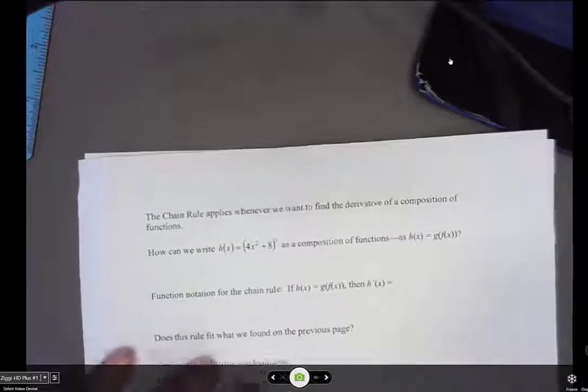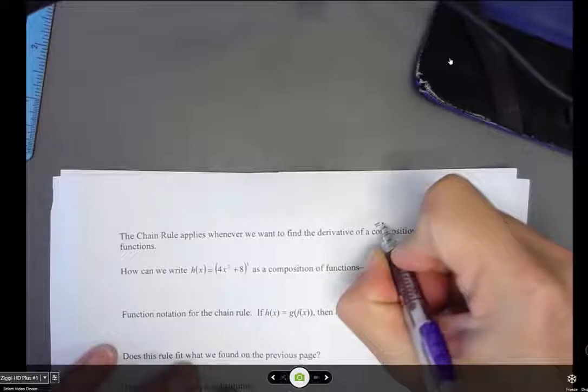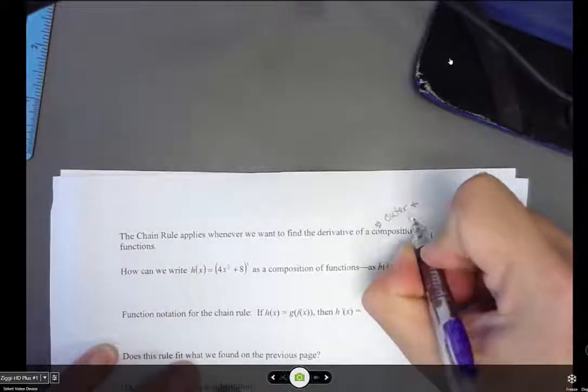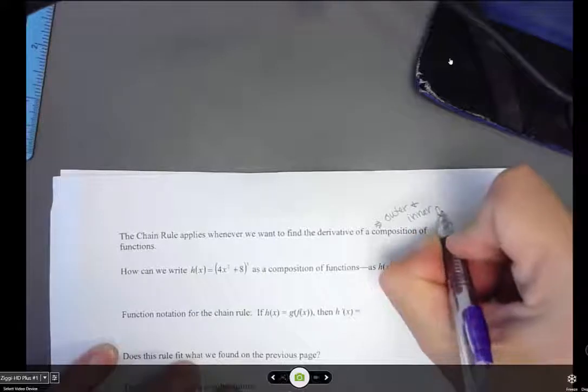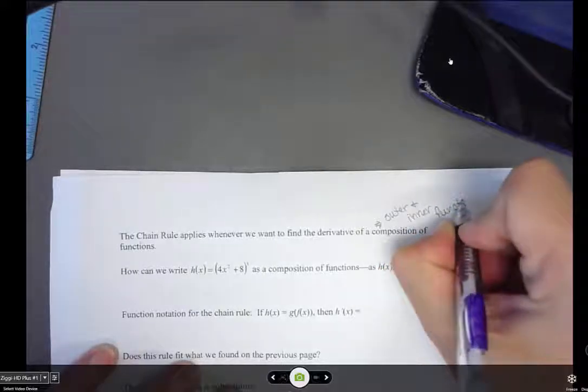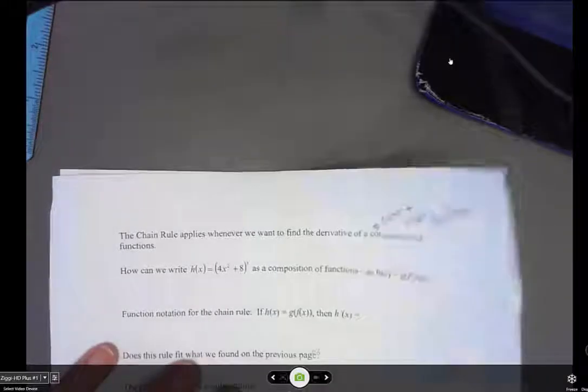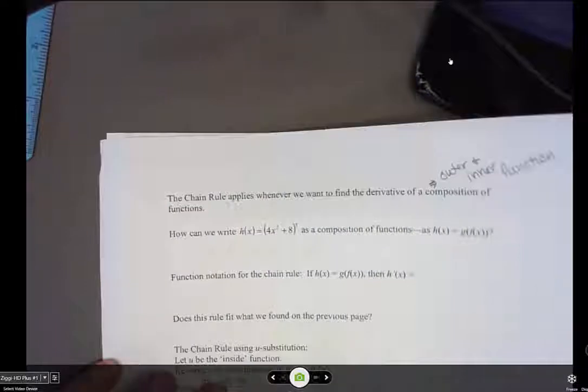Okay, so it says the chain rule applies whenever we want to find the derivative of a composition of functions. So composition just means there's an outer function and an inner function. Sometimes there's more than just two. There might be an outer, a middle, and an inner. There might be an outer and then like 3 inner, or 3 middle and an inner.